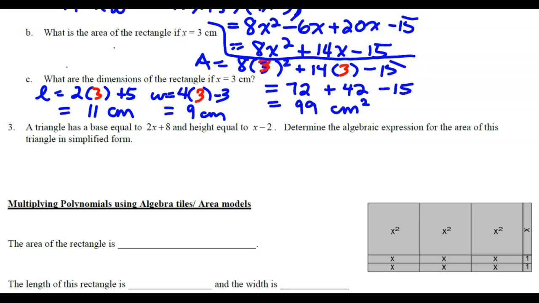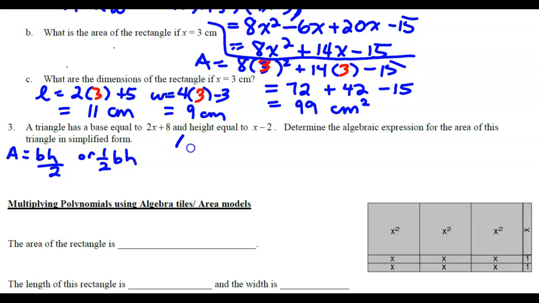So next one: a triangle has a base equal to 2x plus 8 and a height equal to x minus 2. Determine the algebraic expression for the area of the triangle in simplified form. Hands up. What's the area of the triangle? We do expect you to know this. Seth? Base times height divided by 2. Right. Or you could show it as 1/2 base times height. Either one is fine.